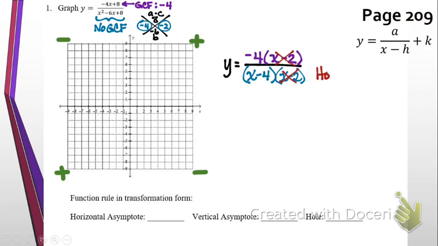So there will be a hole where X minus 2 equals 0. I'm going to find the rest of that hole in just a second. I'm going to write down my transformation form first. Y equals, what do I have after I cancel out the X minus 2's? -4 over X minus 4.